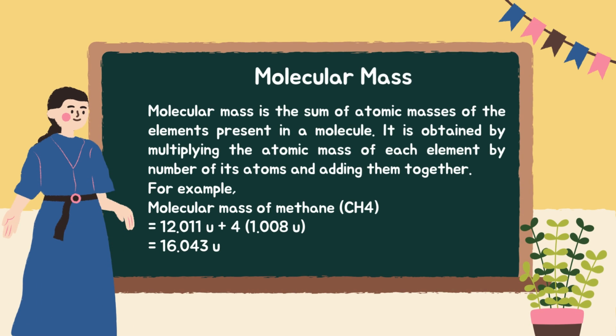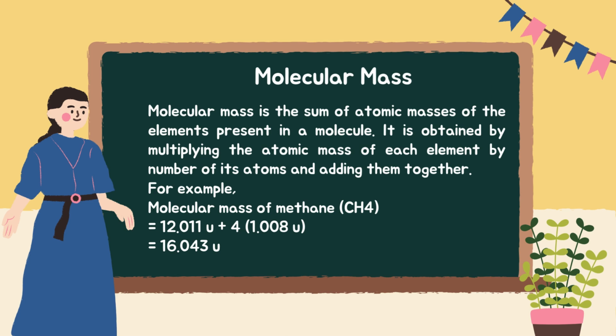Molecular mass. Molecular mass is the sum of atomic masses of the elements present in a molecule. It is obtained by multiplying the atomic mass of each element by the number of its atoms and adding them together.